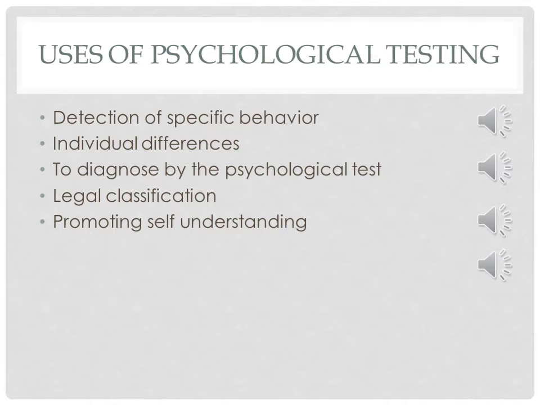For example, normal and abnormal. So when conducting the psychological test, you will understand whether he or she is normal or abnormal. And you can also categorize like criminal and innocent. So when it comes to legal areas, you will understand whether the person is a criminal or an innocent person.